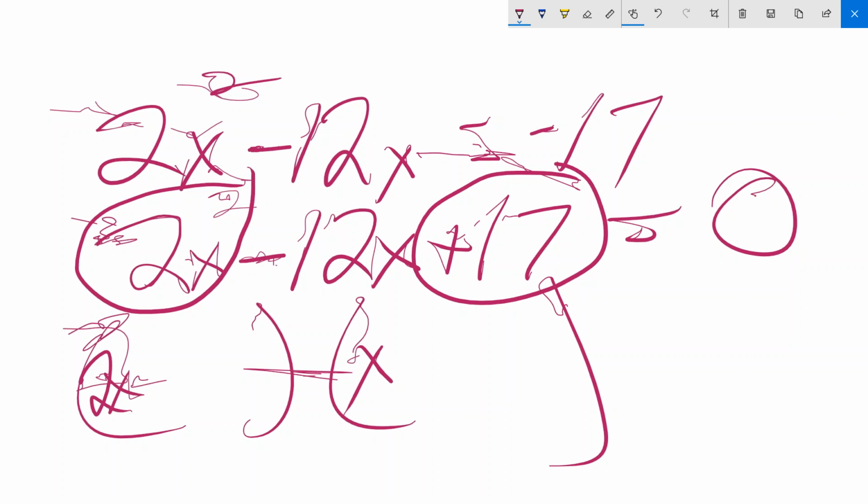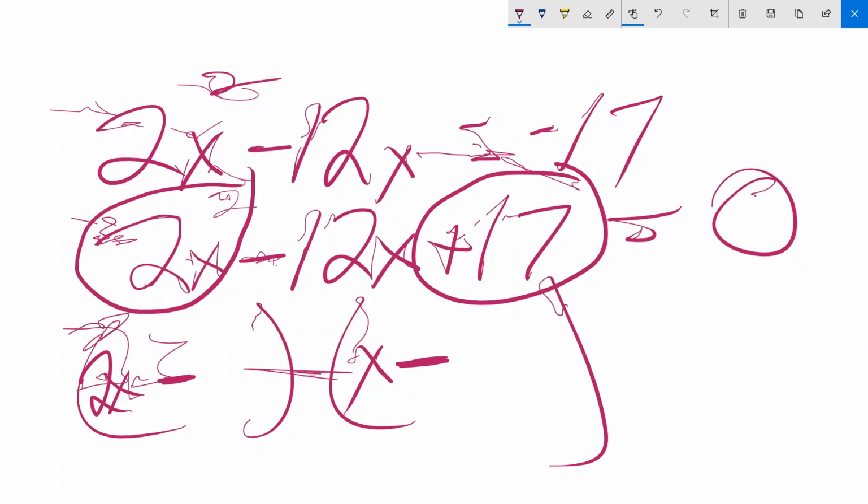Figure out the signs. Okay, what are they? They're both different? Nope. If they were both different, that would be a negative 17. That 17 comes from the last two numbers being multiplied together. Both negative. They have to be. First of all, we know they're both the same. Second of all, we know they're both negative because of the negative in front of the minus 12x. If that was a positive 12x, they'd both be plus.